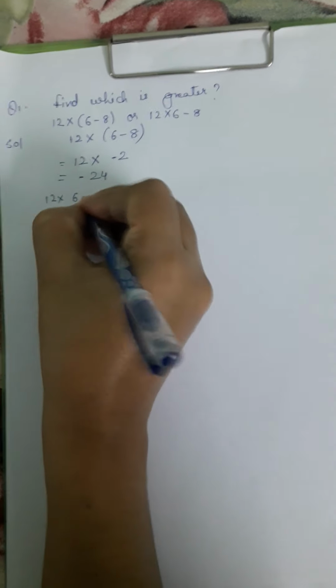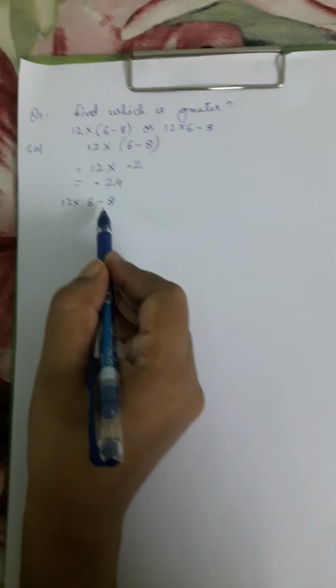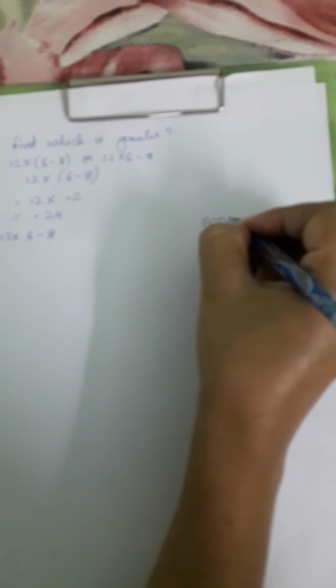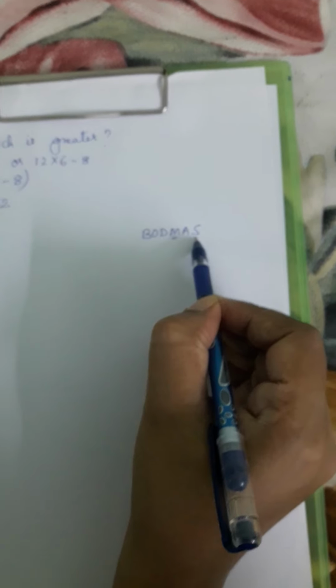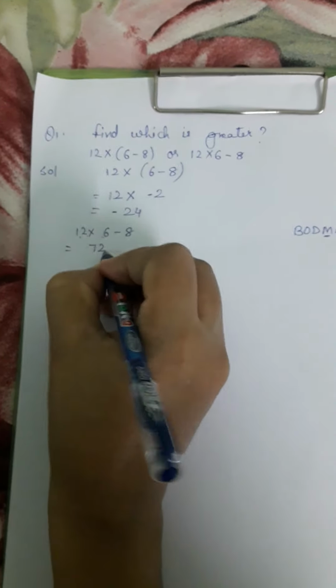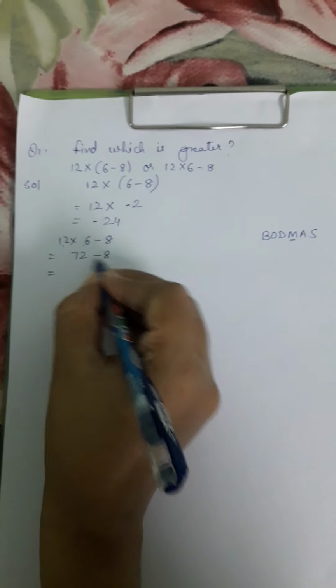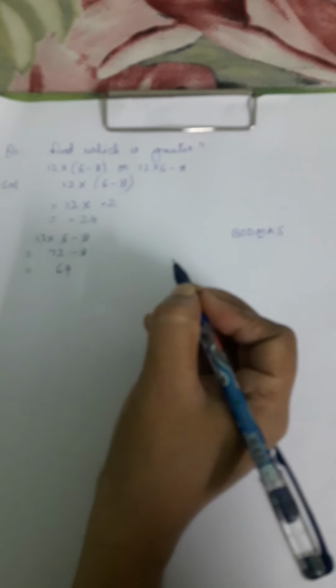12 into 6 minus 8. Now there is no bracket in this. Following BODMAS, I have multiply and minus. Which is first? Multiply, and then minus, that is subtract. So first you multiply: 12 sixes are 72, minus 8. Now what is 72 minus 8? 12 minus 8 is 4, here 6 is left, so 64.